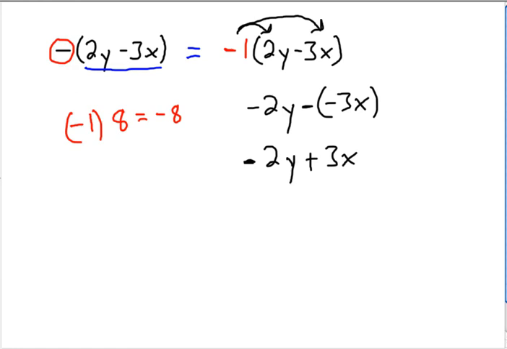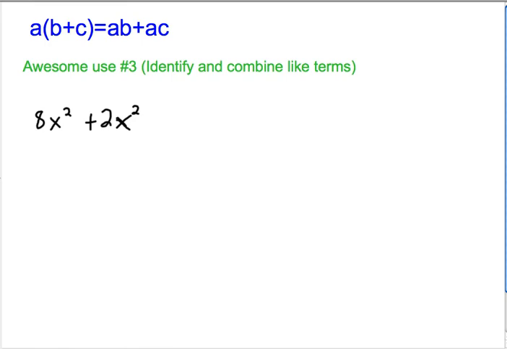I know these are a lot of examples, and we'll definitely practice these in class tomorrow, but I've got 2 more. Awesome use number 3 for the distributive property is to identify and combine like terms. And I've rewritten the distributive property here to show how it applies. This actually is not the beginning part, it's actually the end part. So if we flip this around and make it look like AB plus AC equals A times B plus C, this will make more sense. So remember, A, B, and C can be anything. It can be any numbers.